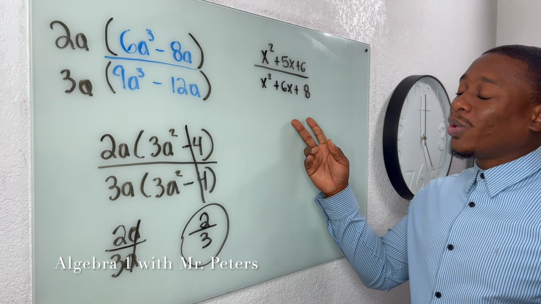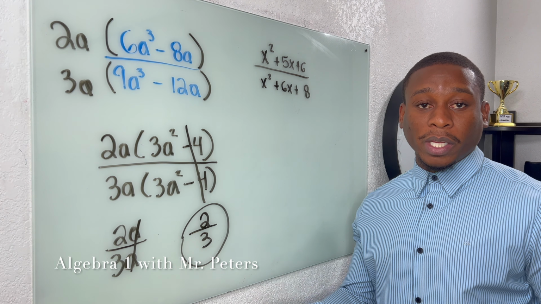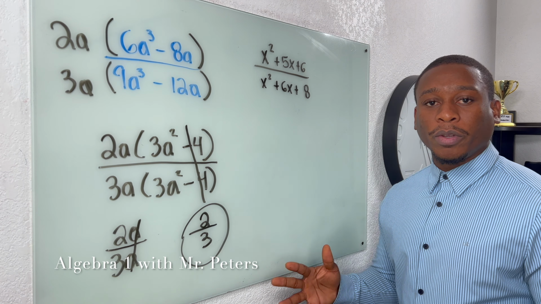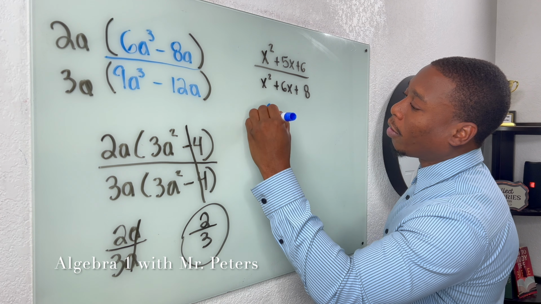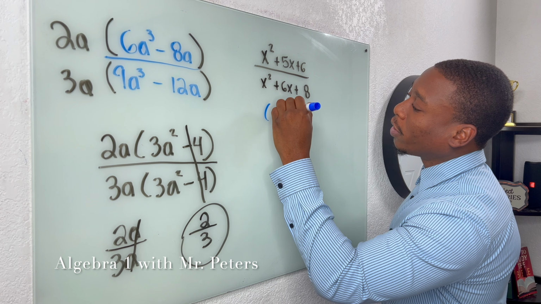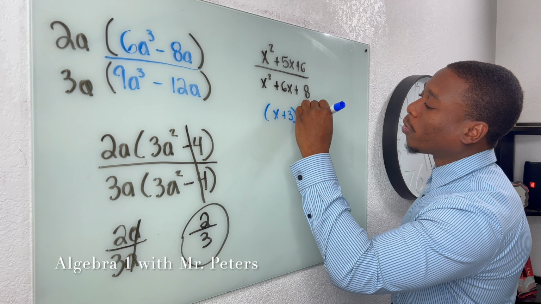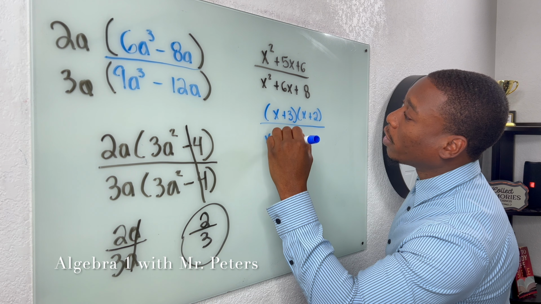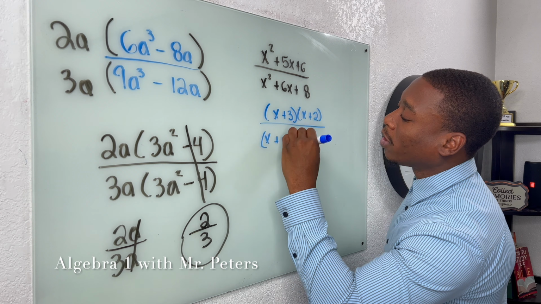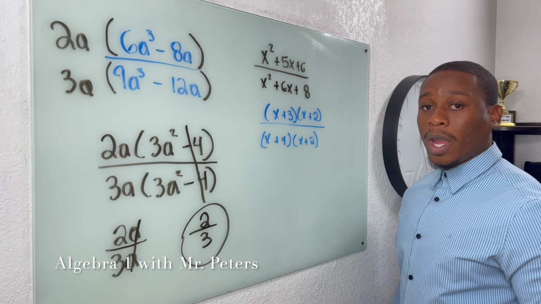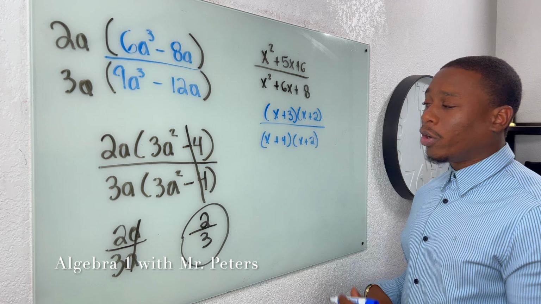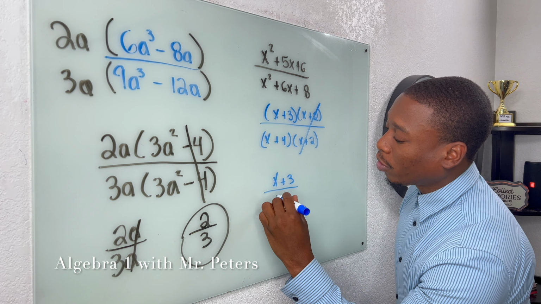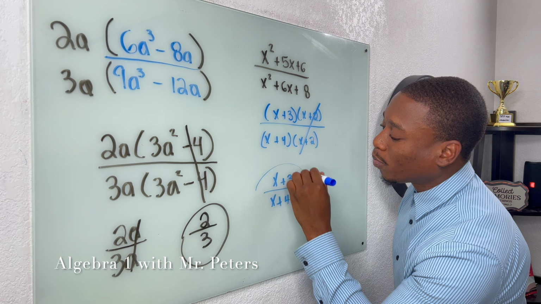But in problem number 2 now, we have a regular trinomial that we need to factor, and this is how we're going to do it. So step 1, like I said, we factor. I noticed that my top could be simplified to x plus 3 times x plus 2. Now we're going to go ahead and do the same thing with the bottom. X plus 4 times x plus 2. So now I realize we have the same factor in the numerator and the denominator. We cancel it, and what we have left is x plus 3 divided by x plus 4.